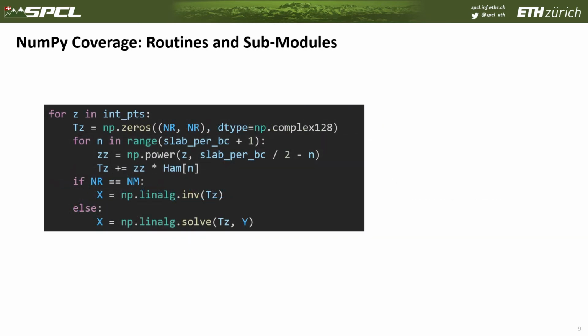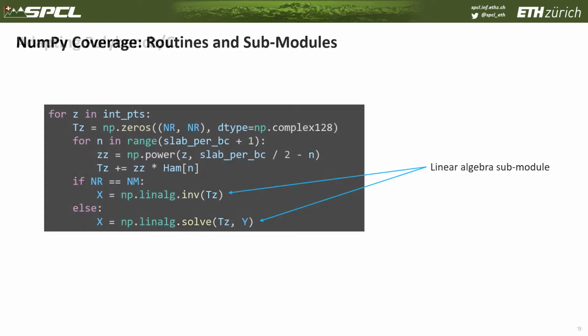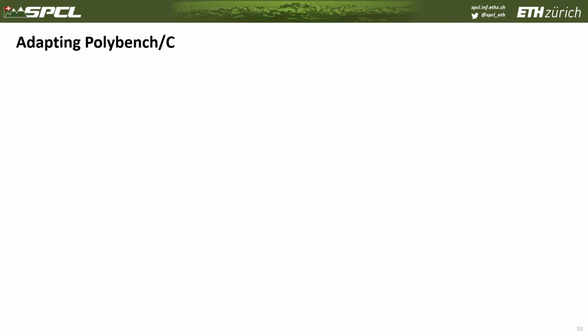NumPy includes many submodules that implement a variety of routines. For example, there is the linear algebra submodule with many useful methods for matrix inversion, solving linear systems, and others. We also test for some of those. For NumPy-bench, we adapted Polybench, a popular benchmark for polyhedral compilers, to Python and NumPy.